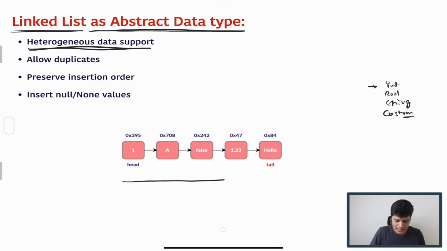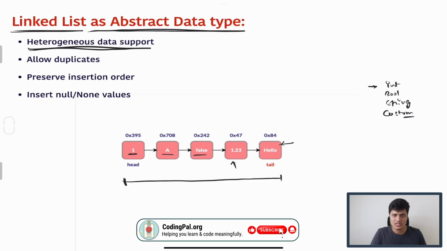Here, in the linked list that you are seeing, we have different sorts of data. We have value 1, which is a number. We have value a, which is a single character. And we have value false, which is a boolean value. Here we also have a floating point value, and we have some string in it. That shows that the linked list we are going to implement supports heterogeneous data in the storage.